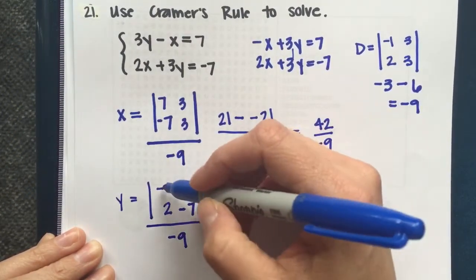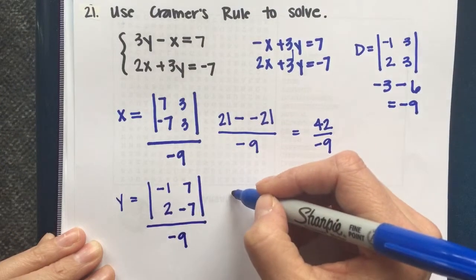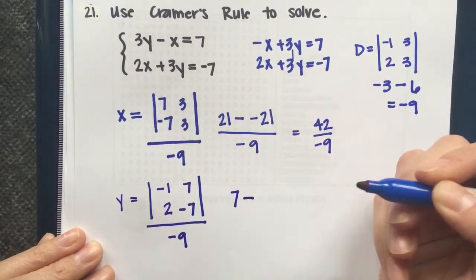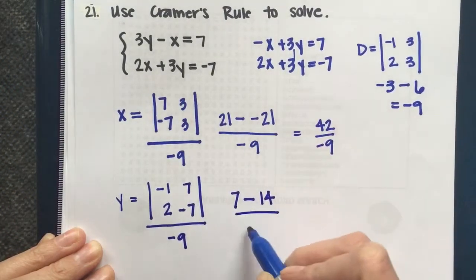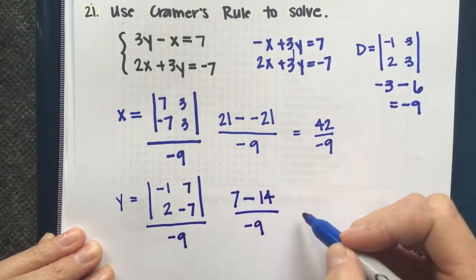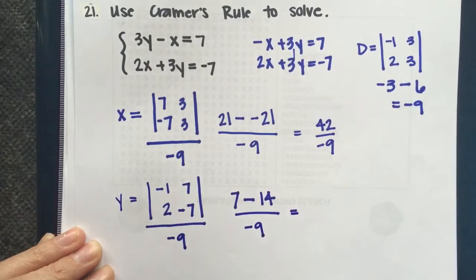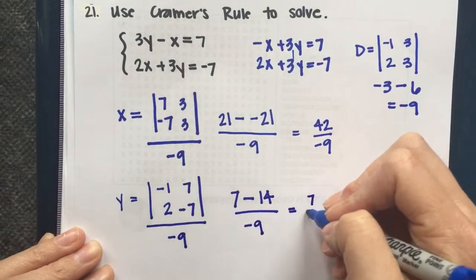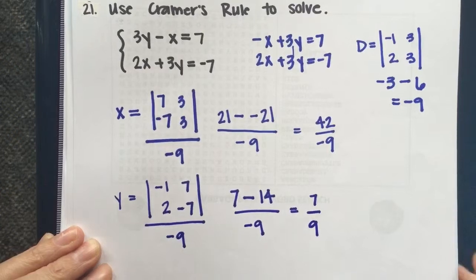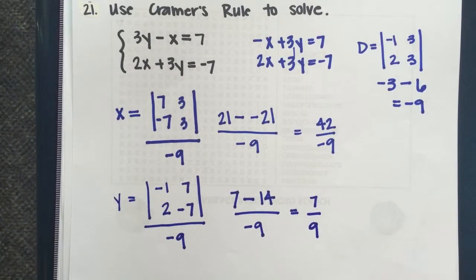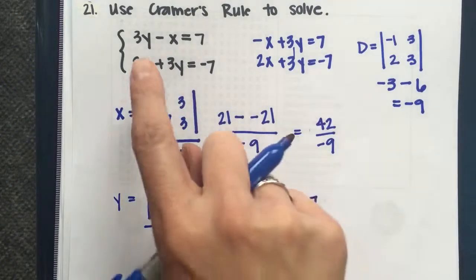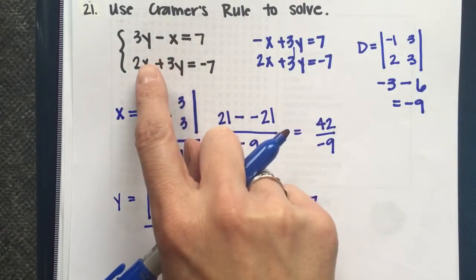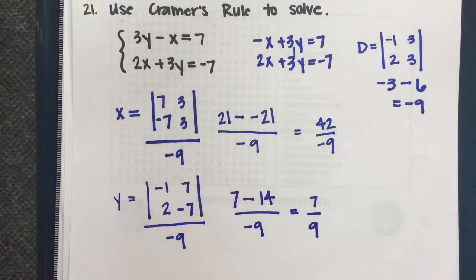So, main diagonal, negative 1 times 7 is negative 7, minus the other diagonal, 14, over negative 9. That's negative 7 divided by negative 9, which makes positive 7/9. Remember that you can always go back, because I know that fractions freak you out. You can always go back up here and plug them in and check to make sure that they actually do work.